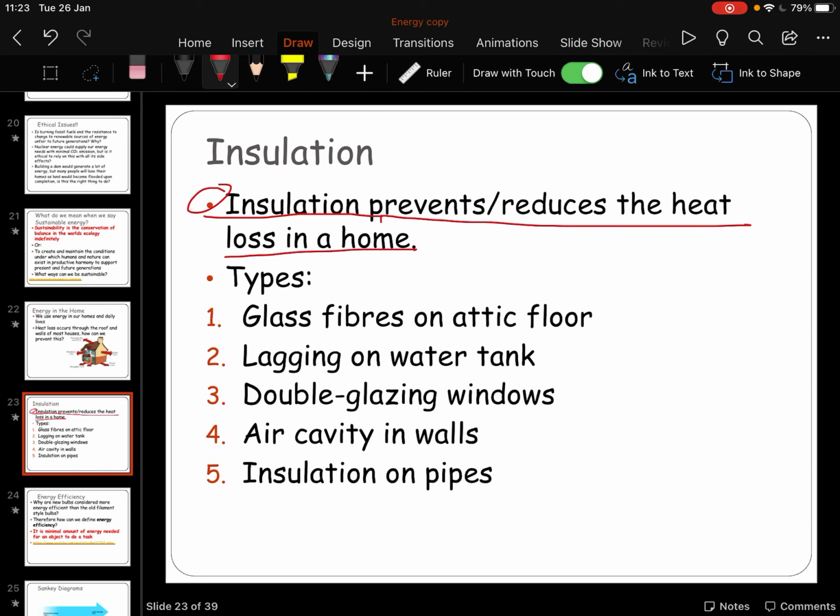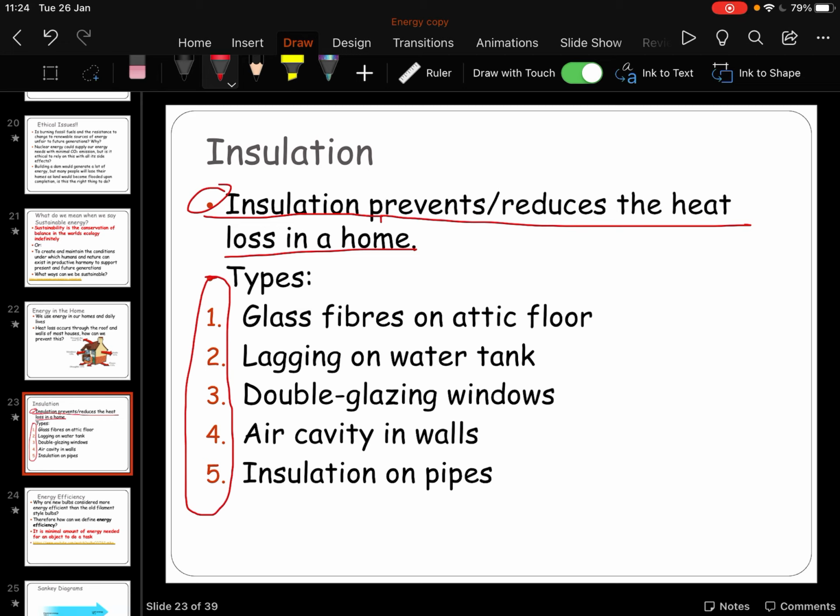All right. So what are the types? Well, there are 5. Okay, so these are all 5. Take down all 5. Depending on the question, you might need to ask. So fiberglass in the attic, or glass fibers, what they call it. They also have this thing now, a new thing, which is like a foam that you can spray on the roof, and it'll create a foam type thing that'll stop the heat from getting out. Lagging on the water tank, double glazing windows. Now you have triple glazing windows is the new thing.